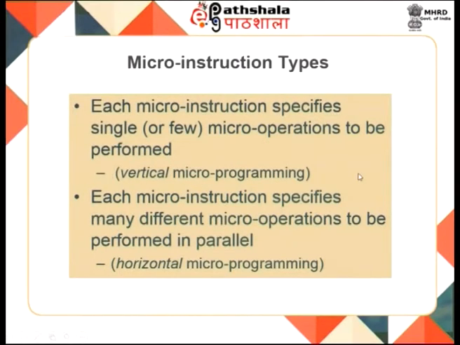Based on the encoding that is done, you have two types of micro instructions. One is called vertical microprogramming and the other one is called horizontal microprogramming. So, in the case of vertical microprogramming, each micro instruction specifies single or few micro operations to be performed. You have a large amount of encoding that is done. So, the word length basically reduces, but you may have to do multiple levels of decoding. So, you do not have too many micro operations which are specified in parallel. On the other hand, when you go in for horizontal microprogramming, the word length becomes very large and you have many different micro operations to be specified in parallel.